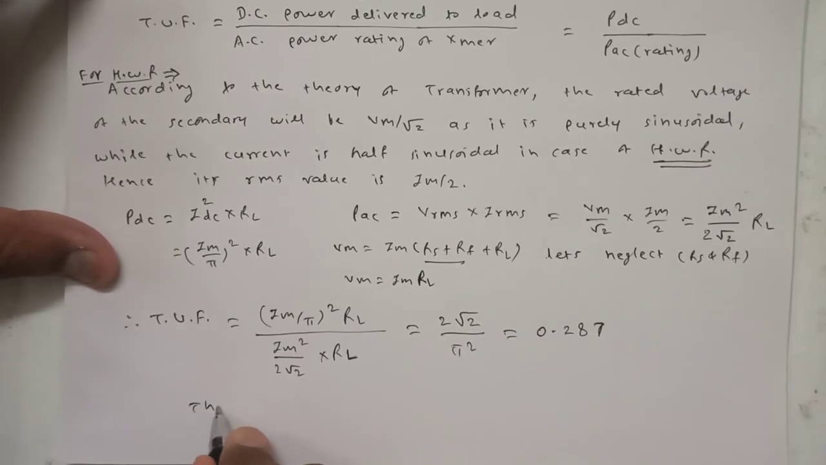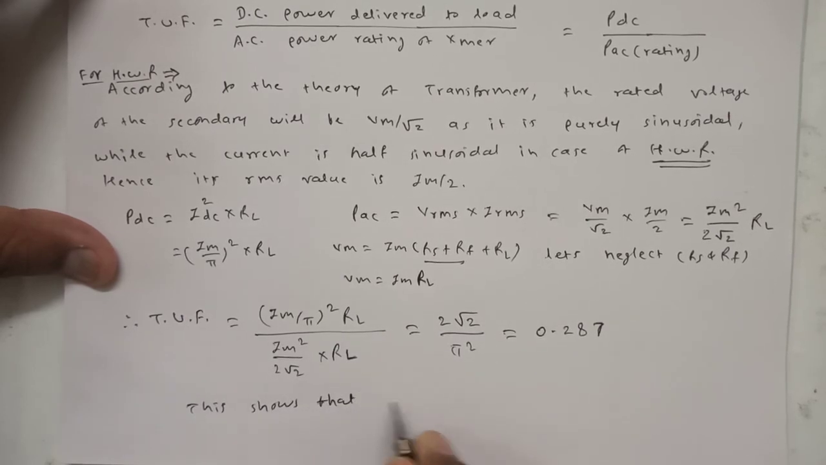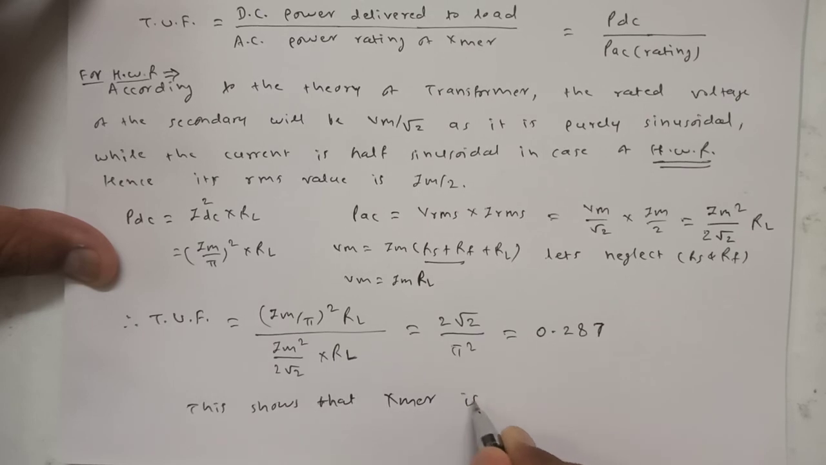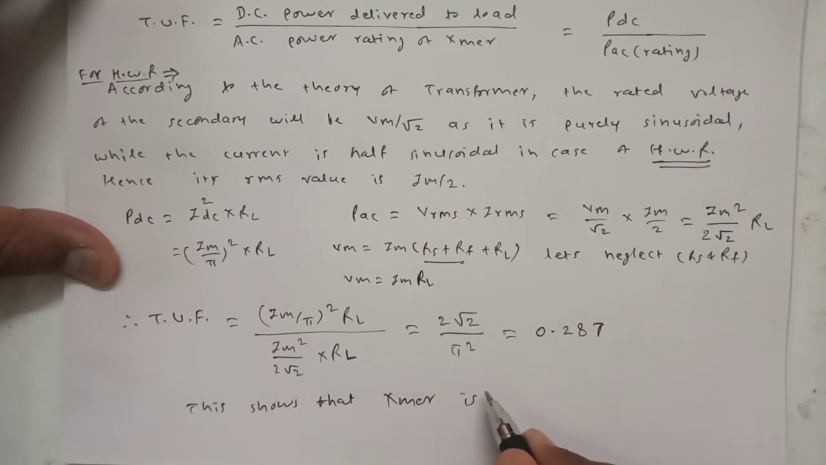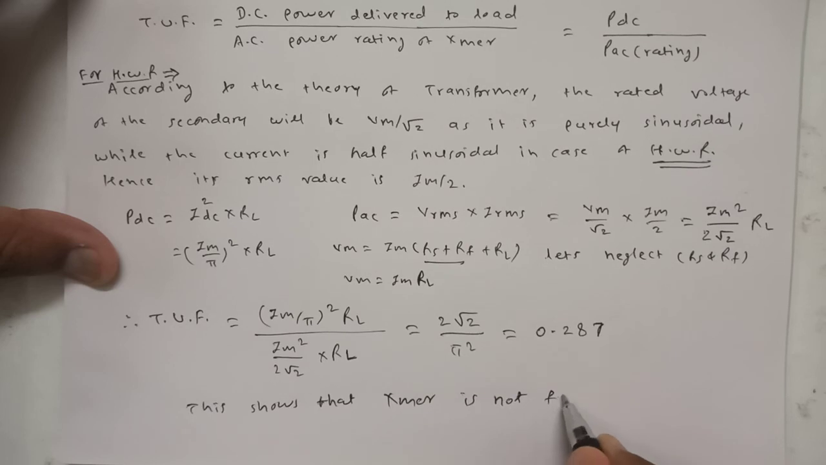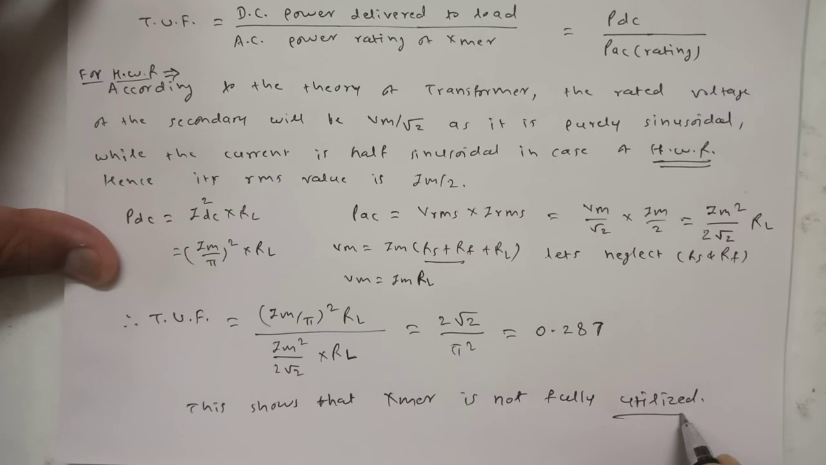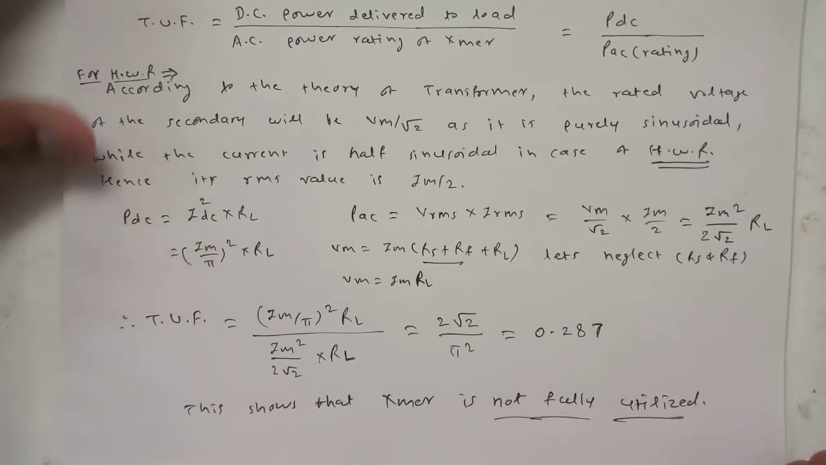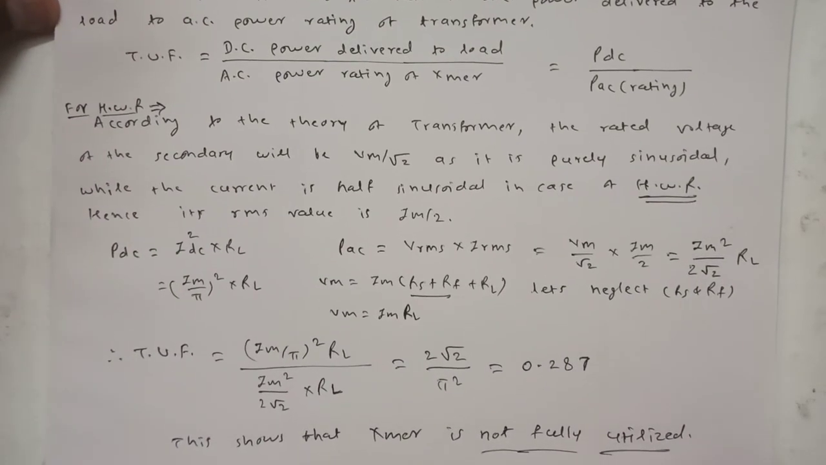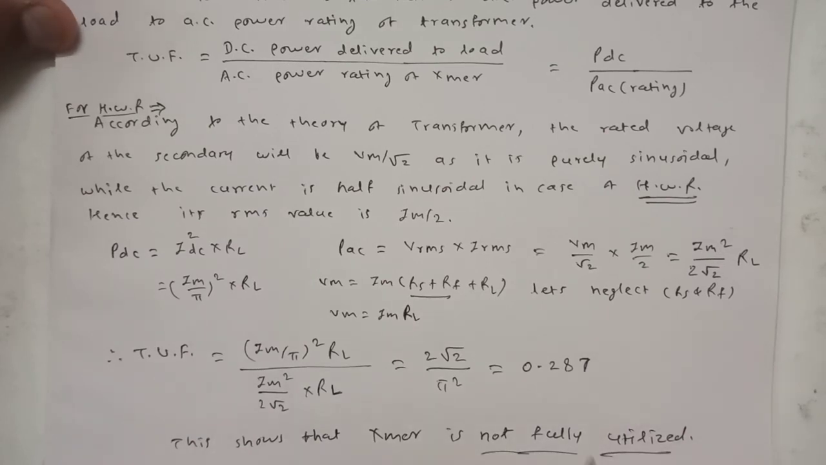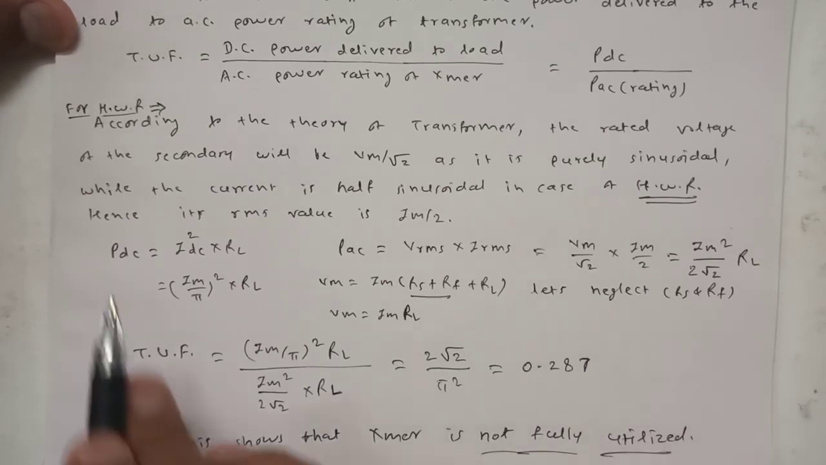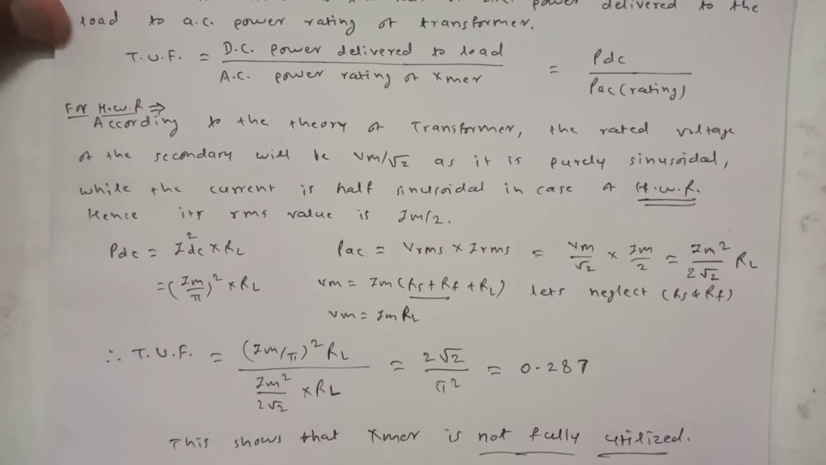So this shows that the transformer is not fully utilized. It means we can say it is a very poor value of the transformer utilization factor in case of the half wave rectifier. So this can also be added as one of the limitations of the half wave rectifier circuit, that it is not utilizing the transformer to its full value. Okay.